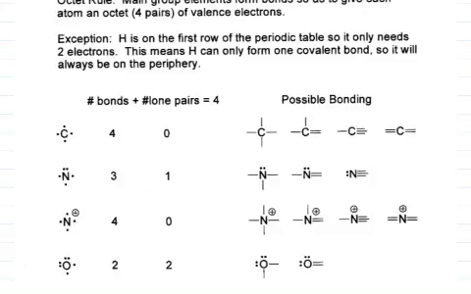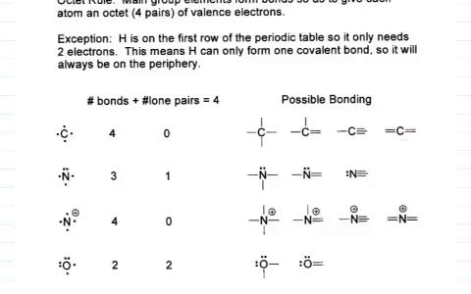Carbon needs 4 bonds and has 0 lone pairs. The possible bondings of carbon look like this. It can have 4 single bonds, or 2 single bonds and 1 double bond, or 1 single bond and 1 triple bond, or 2 double bonds.